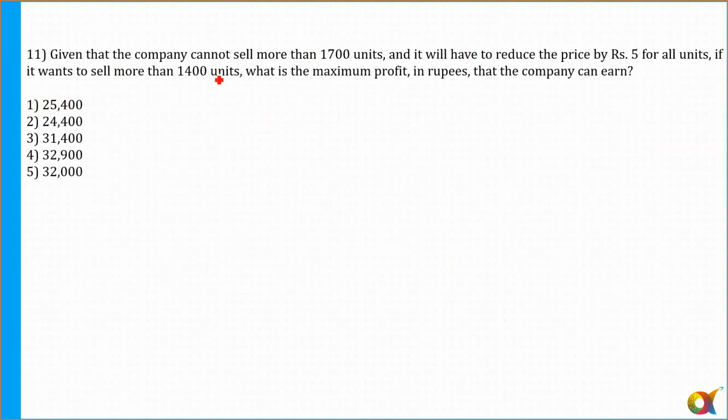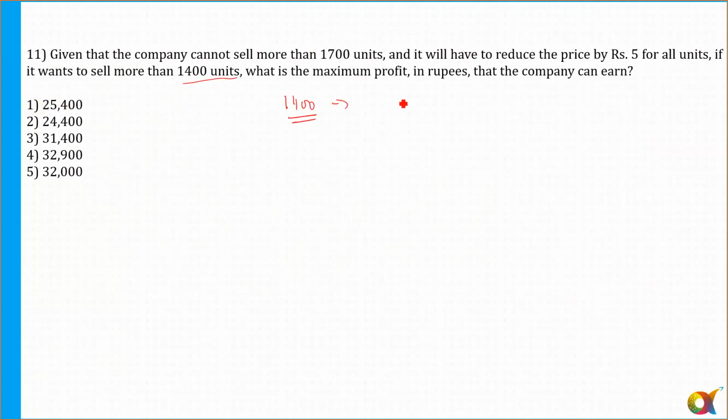Given that the company cannot sell more than 1700 units and it will have to reduce the price by rupees 5 for all units if it wants to sell 1400 units. Okay. Now, if the company sells exactly 1400 units, what is the total profit?